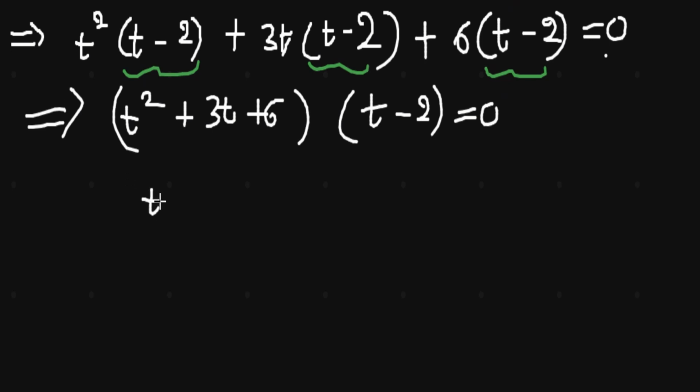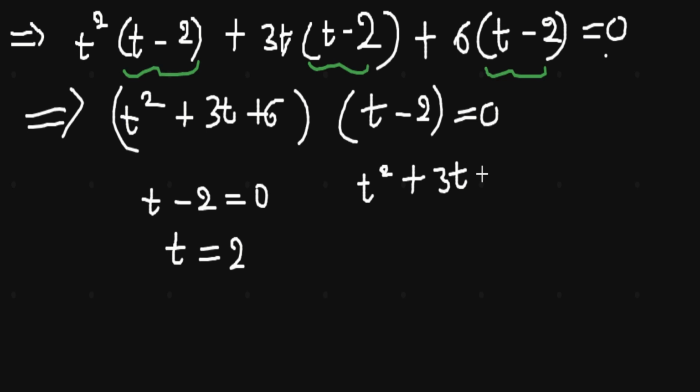So we are writing t minus 2 is equals to 0 here, where t is equals to 2. And here also t square plus 3t plus 6 is equals to 0.